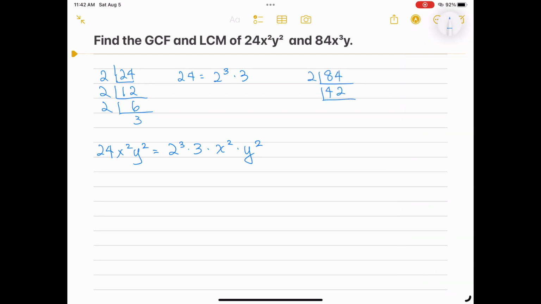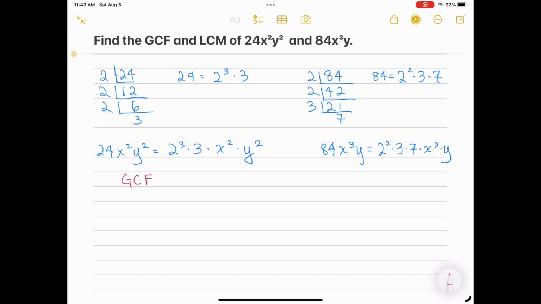Next, we do the prime factorization of 84, and that works out to be 2 squared times 3 times 7. So 84x cubed y equals 2 squared times 3 times 7 times x cubed times y.